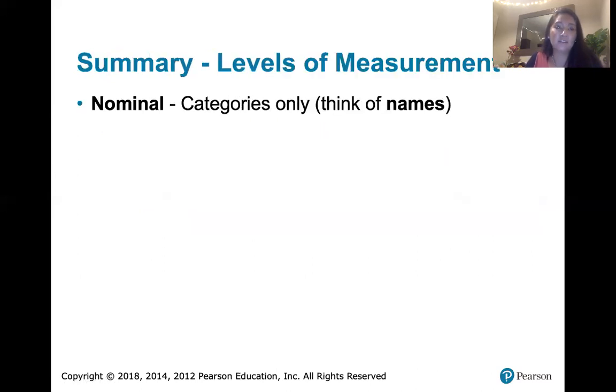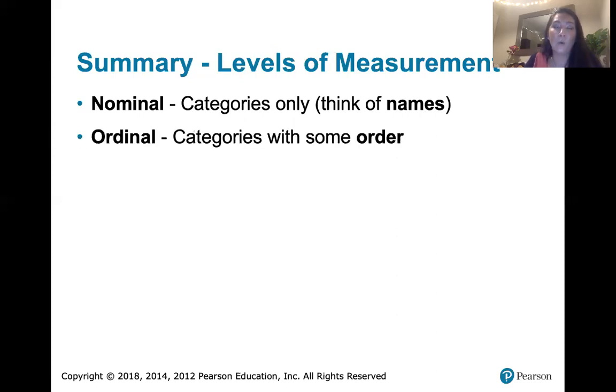Okay, so this is a summary. Nominal data is categories only. When I hear nominal, I think names. Ordinal data is categories with some order. Think order and ordinal. If you can put the categories in order, but subtracting them doesn't make sense, it's ordinal.